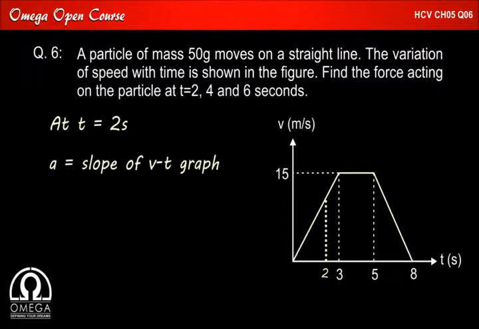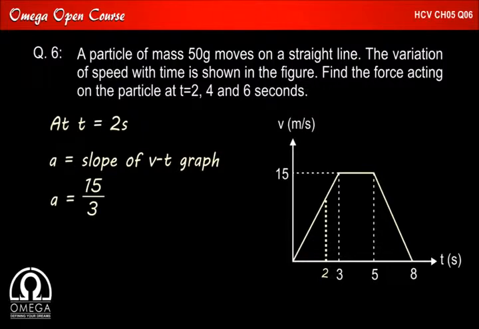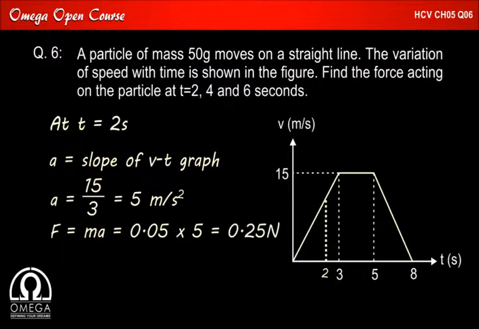As we can see in the graph, the change in velocity in the first 3 seconds is 15 meter per second. So the slope of the graph or the acceleration for the first 3 seconds shall be 15 divided by 3, that is 5 meter per second square. So the force is given by mass into acceleration, which is 0.05 kg into 5 meter per second square. So the total force will be 0.25 Newton.